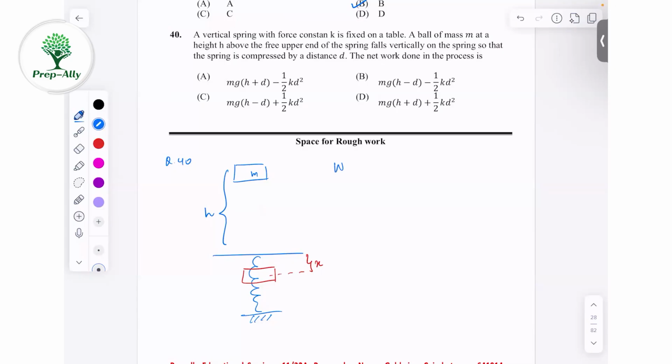So the net work done in the process. You see here, total work is done by gravity when the body falls, and then once the body hits the pan above, the table fixed to the spring, then there is spring force also. So work done by gravity is just mg(h + x), and work done by spring is going to be half k. Compressed by a distance d, right? So then it is mg(h + d) and half k d square. Work done by gravity plus work done by spring force is the net work done in the process.